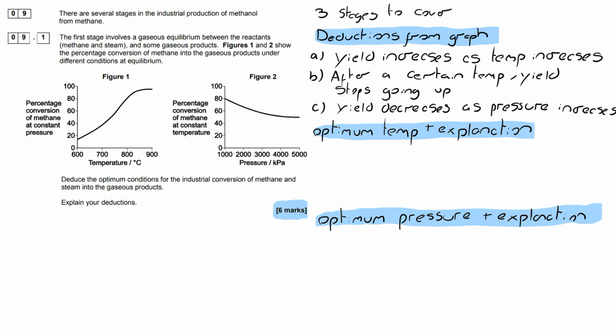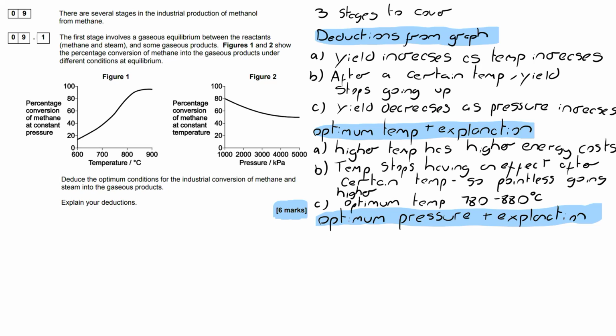We needed to get some correct deductions from the graph. We needed to know what the optimum temperature would be and why, and we needed to know what the optimum pressure would be and why. And you can see here deductions from the graph I've already jotted down. We can see that the yield goes up as the temperature goes up, but that's only up to a certain point. Eventually that stops. And we can see that yield decreases as the pressure increases. So we've got all of that from the information that's provided.